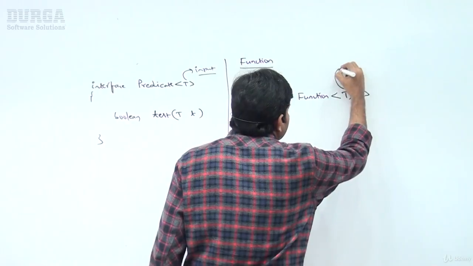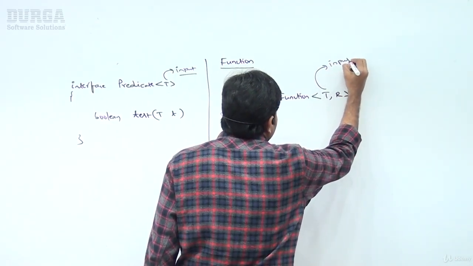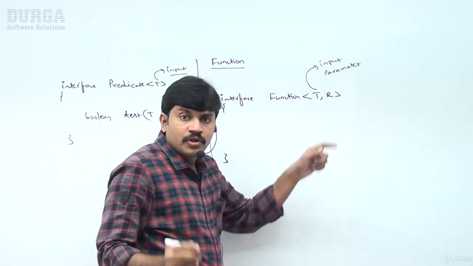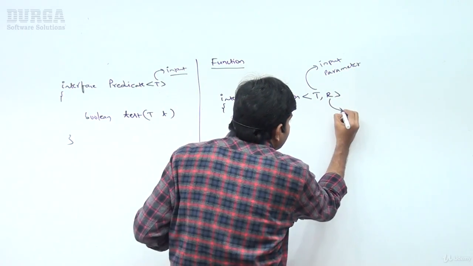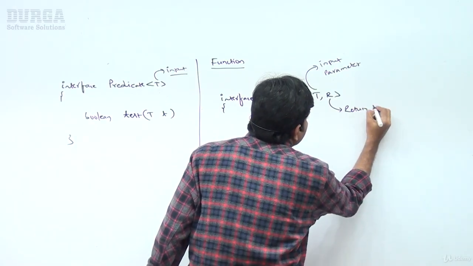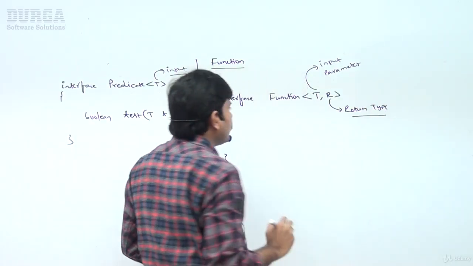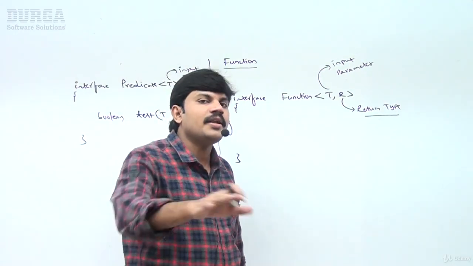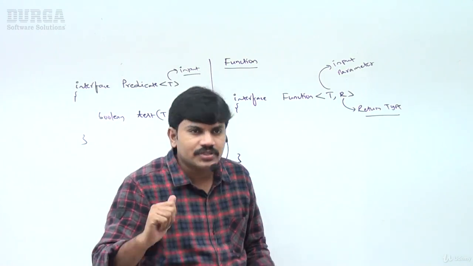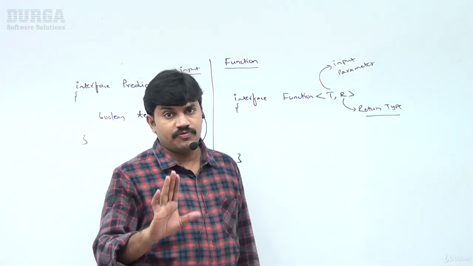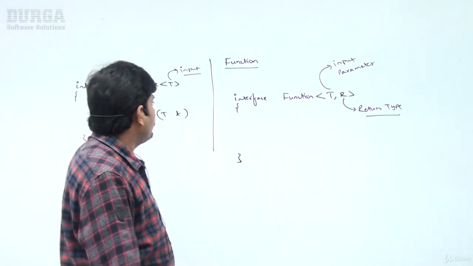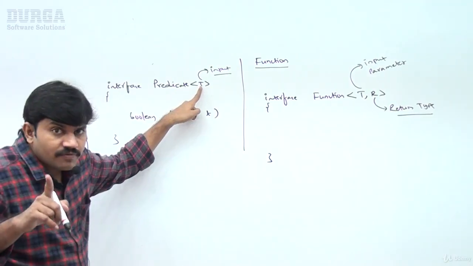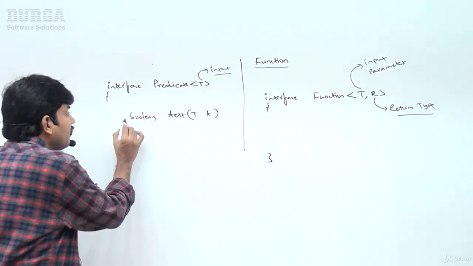What is the meaning of T and R? T is the input parameter. R means return type. Are you getting it? R means return type. Make sure, sir, because a function can return any type. That's why we have to specify here which type the function is going to return. But in Predicate, the return type we are not required to specify. What is the reason for that? Because the return type is always Boolean only.